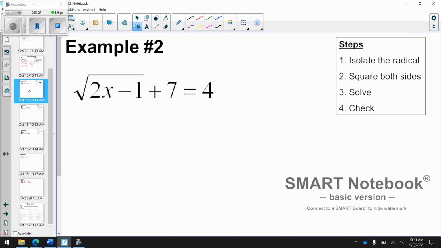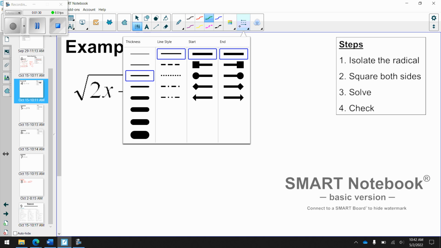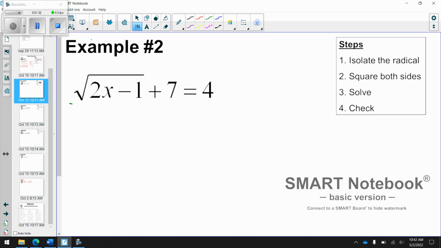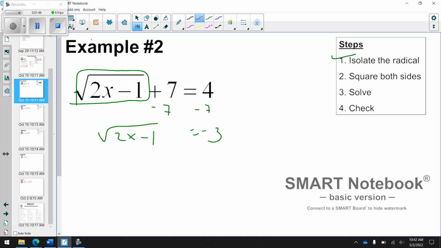All right, so again, number one, make sure it's isolated. Is this by itself? No, so I have to subtract 7. So I'm going to get negative 3 equals the square root of 2x minus 1. All right, now it's isolated. Check. 2, square both sides. Once you square a square root, they cancel. So I get 2x minus 1 on the left side. The right side, negative 3 times negative 3 is 9.